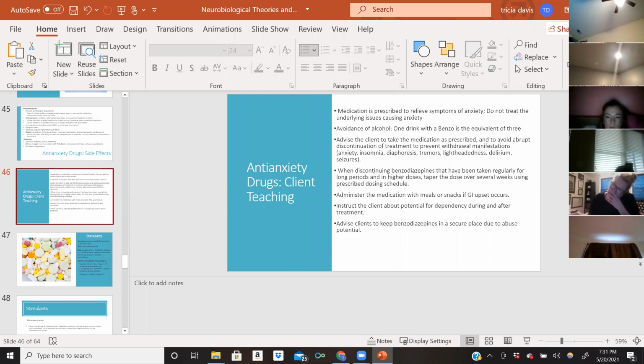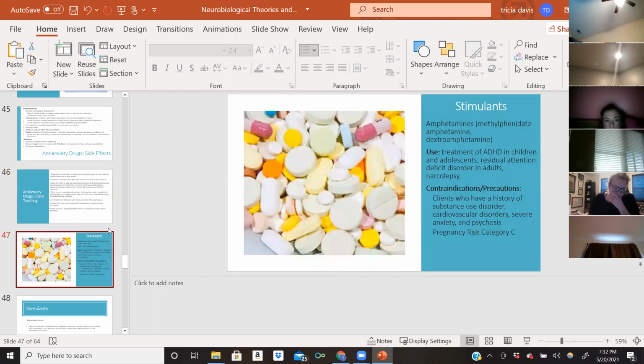Instruct the client about the potential for dependency during and after treatment. And then advise clients to keep benzodiazepines in a secure place due to abuse potential.